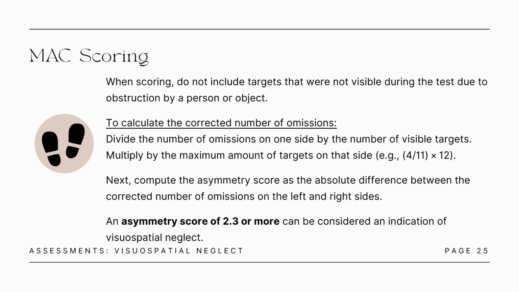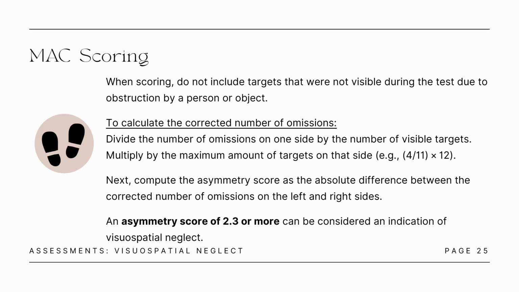In scoring, you're going to divide the number of omissions on one side by the number of visible targets. You should not include targets that weren't visible because they were blocked for any reason. Then you'll multiply by the maximum number of targets on that side. So for example, in this case, a person had 4 omissions and one of the 12 targets was not visible during testing. So we're going to do 4 divided by 11 and multiply that by 12. And this comes out to 4.36.